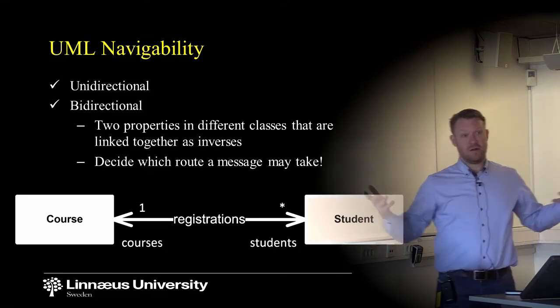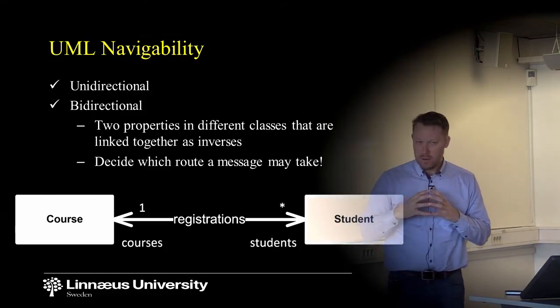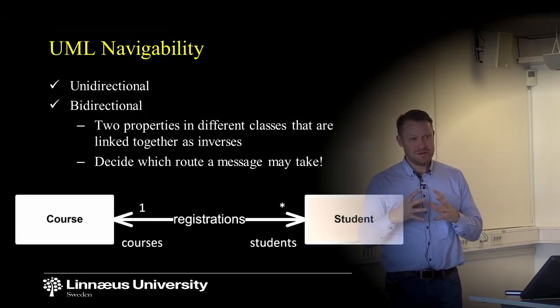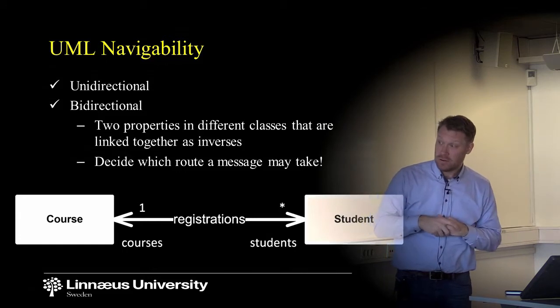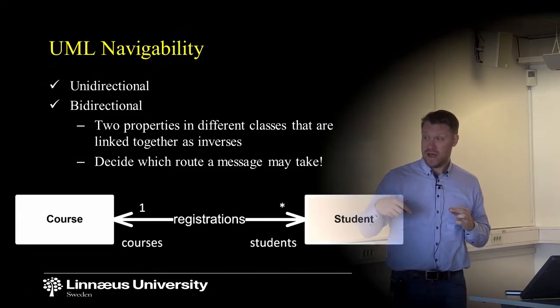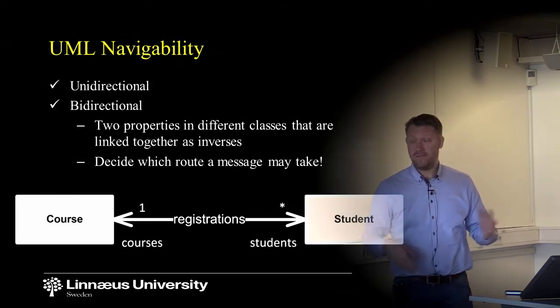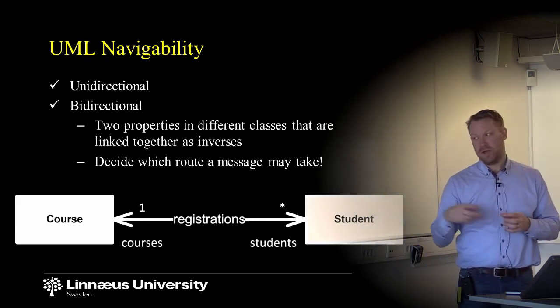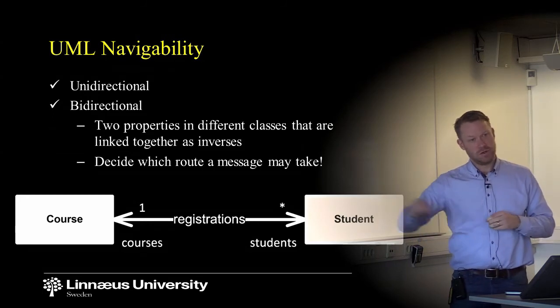What you can see here is an example of bidirectional. If you are inside a student object, so to speak, you would like to navigate to the courses that the student has registered to. And if you're in a course object, you would like to be able to track all the students that are registered to that course. So you want to go in that direction.